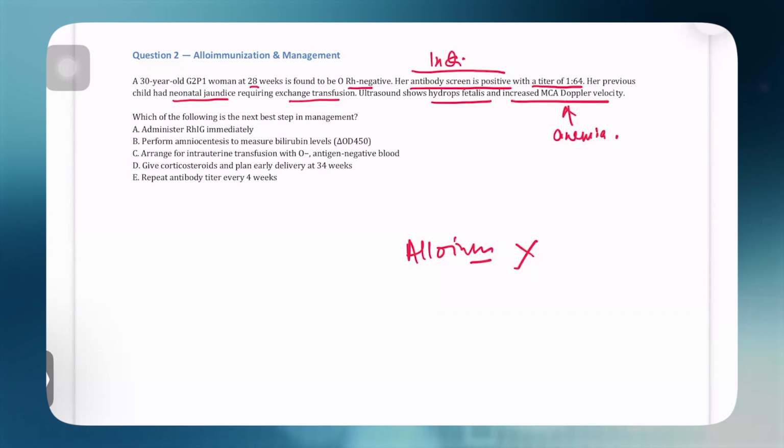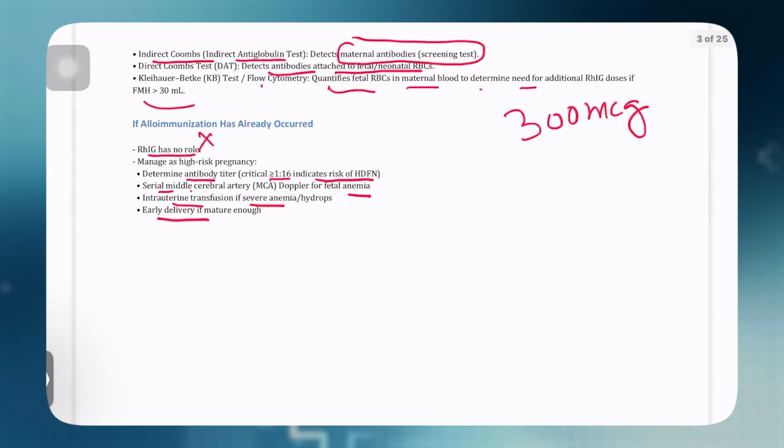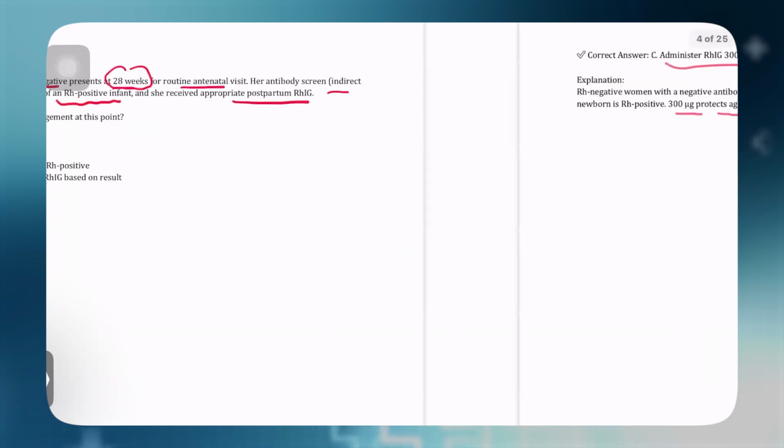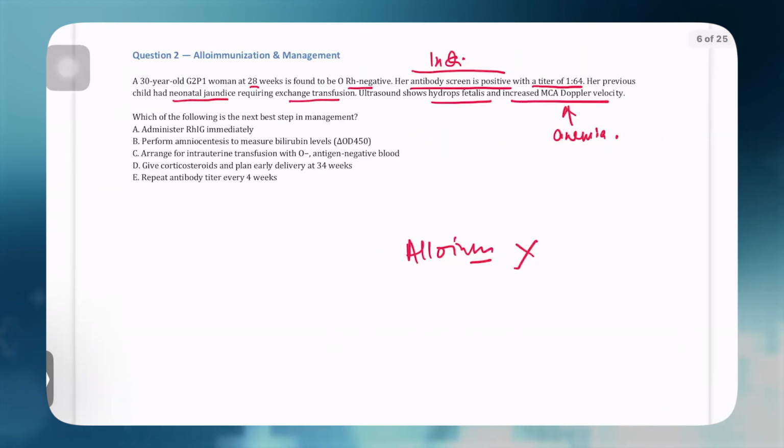Repeating antibody titer levels every 4 weeks again is not going to help. So we remember that from our lecture today, 1 is to 16 and above. Here the titer is 1 is to 64. It is a very high titer. So there is no fun of repeating antibody titer every 4 weeks. By that time, the child would have been killed by the mother's antibodies.